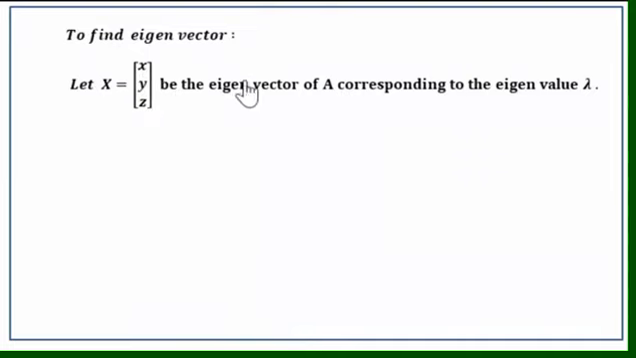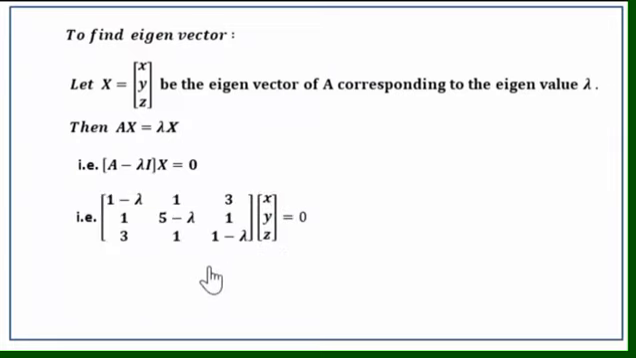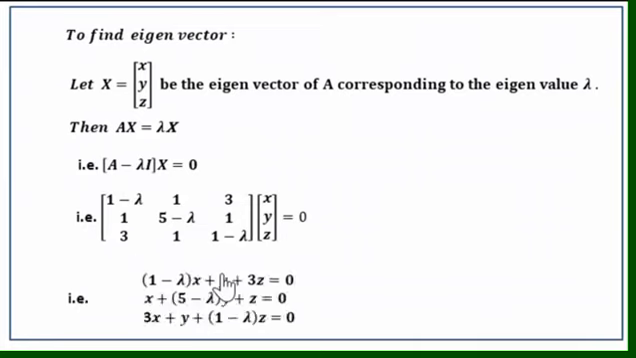Suppose this is the eigenvector of A, then we have Ax equal to lambda x, or we can write (A minus lambda I) x equal to 0. Multiplying out, we get this system of homogeneous equations: (1 minus lambda)x plus y plus 3z equal to 0, x plus (5 minus lambda)y plus z equal to 0. The third equation is 3x plus y plus (1 minus lambda)z equal to 0.